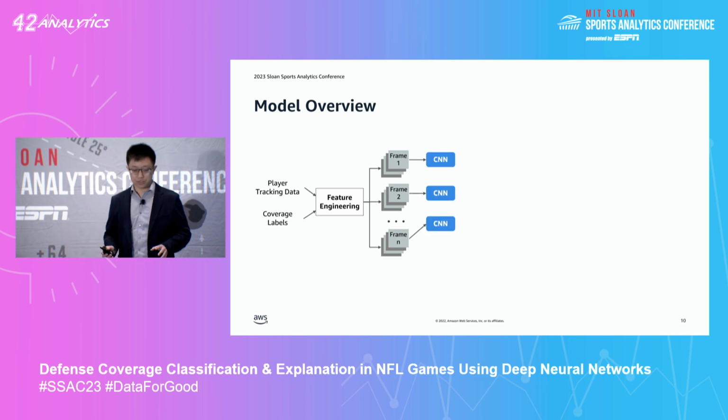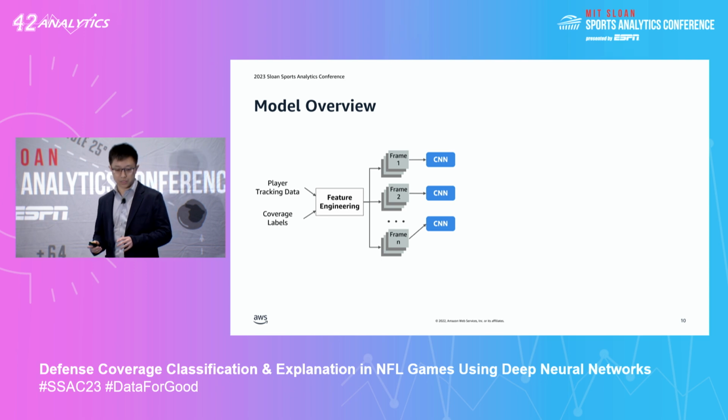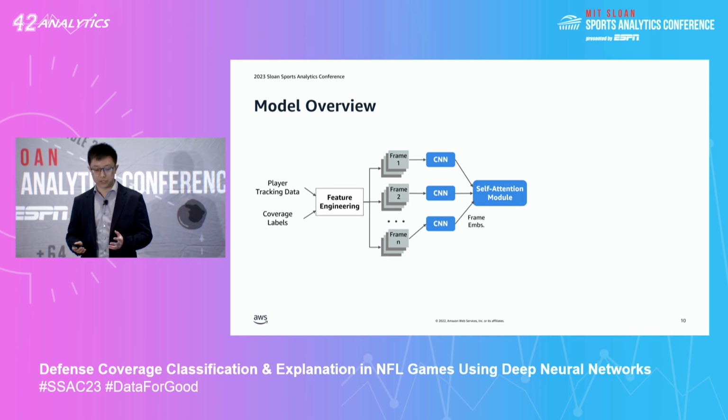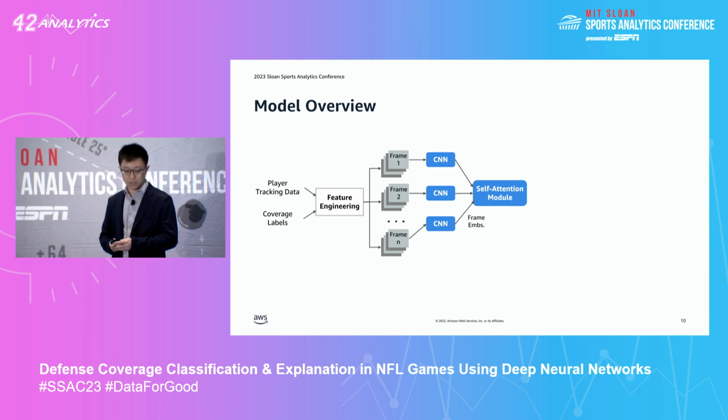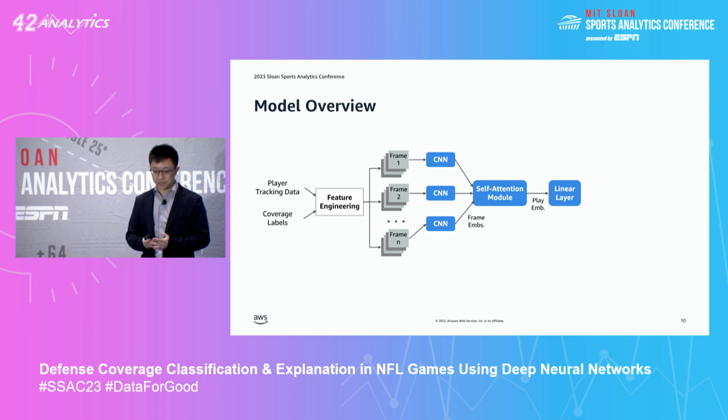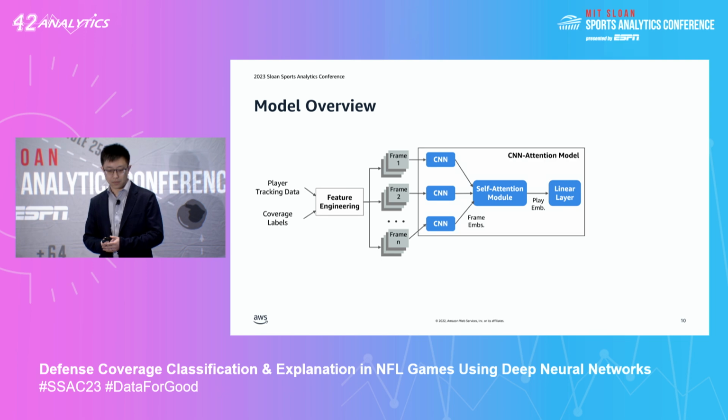Once we have these features, we put them through a convolutional neural network to model the player interactions and arrive at the frame embedding. On top of that, we stack a self-attention module, the same module utilized in the transformer, to compute the play embedding that can represent the entire play. With that, we can simply stack a linear layer to classify the final coverage class. So these neural network modules constitute our CNN attention model.